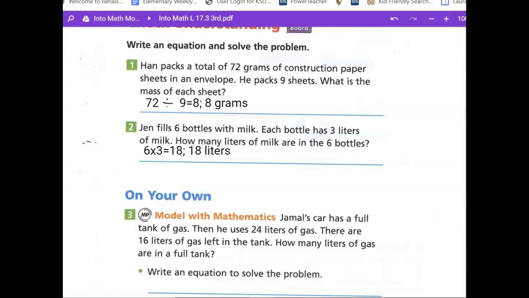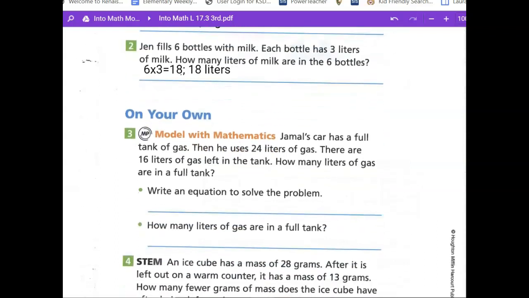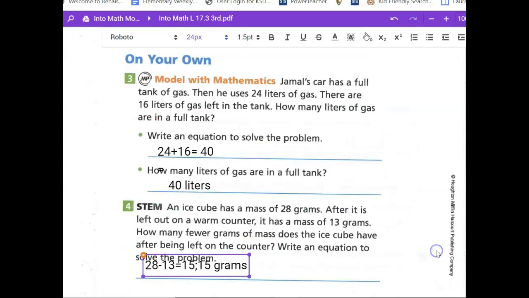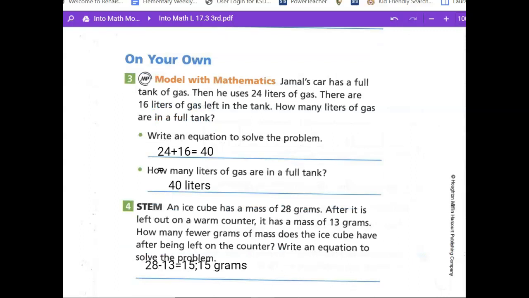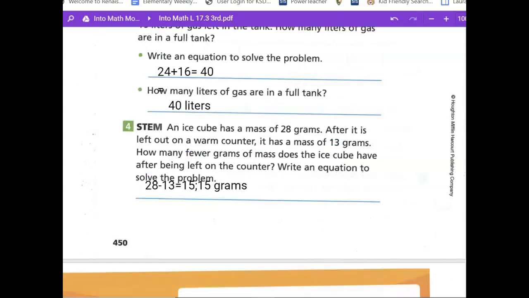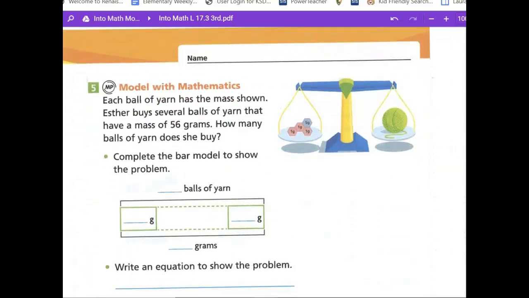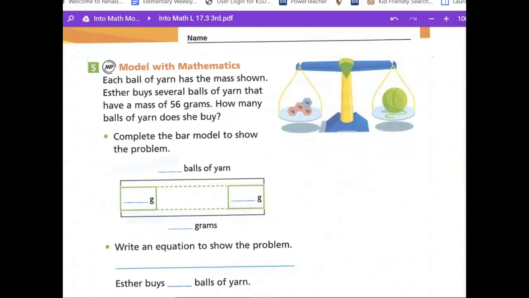And we will then come back and check. So here are the answers to the on your own. Let's go ahead and flip the page over since we have some video time left. Each ball of yarn has a mass shown. Esther buys several balls of yarn that have the mass of 56 grams. How many balls of yarn does she buy?